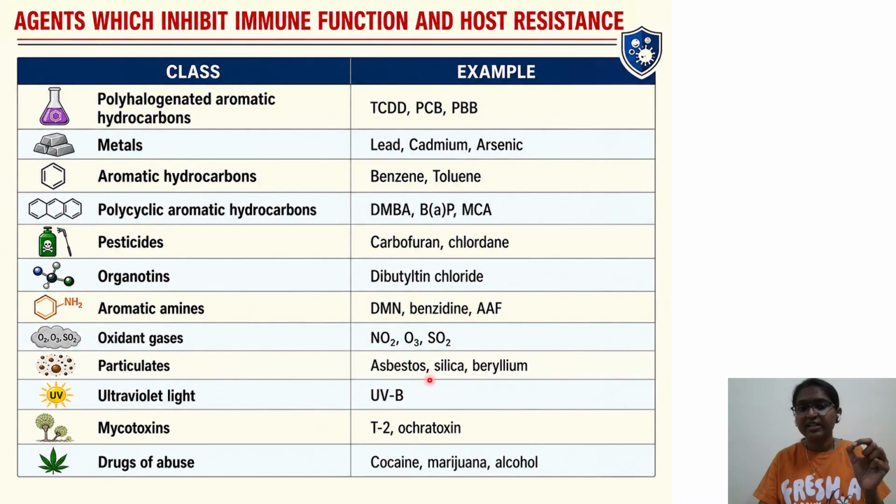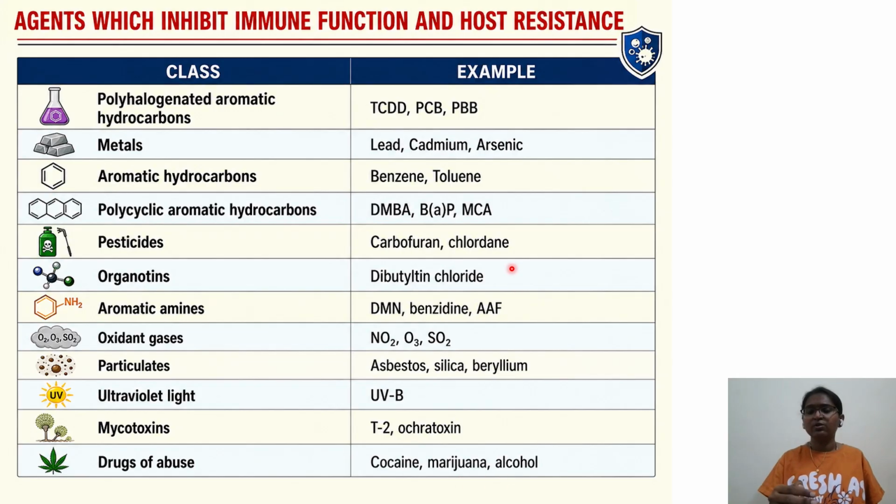And we have particulates like asbestos, silica, and beryllium. If you look into ozone, even UVB is also involved, which is going to inhibit your immune function. Some mycotoxins like T2 and ochratoxin, and drugs of abuse like marijuana and alcohol.